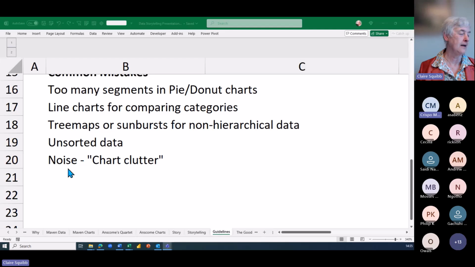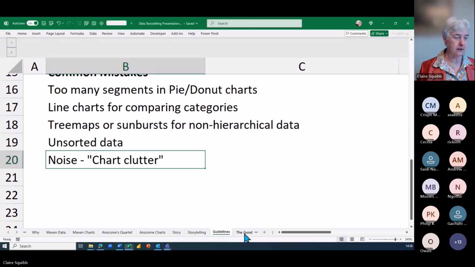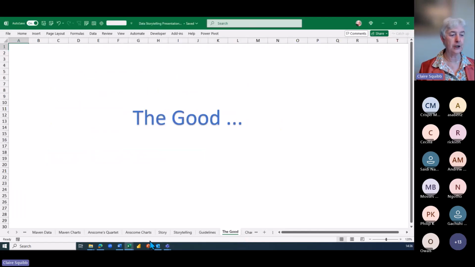Yeah. So I was just saying, don't put in elements that you don't need. So I'm going to start off with looking at some good charts. And to do that, I'm going to build a few charts in Excel.